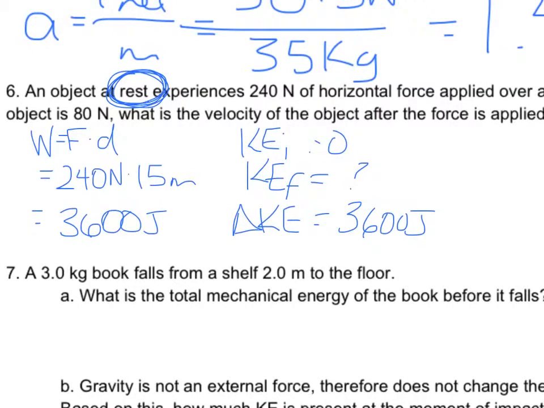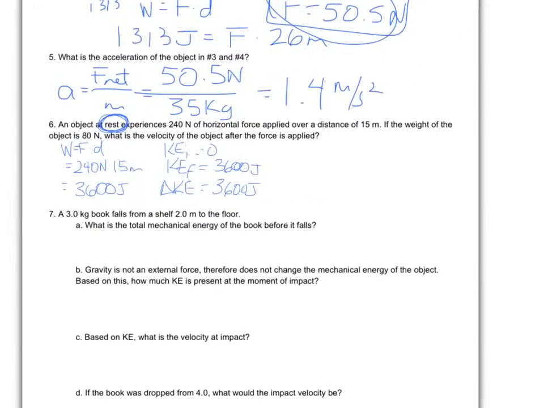So that means in order for this object to have experienced a change of 3,600 joules starting at 0, the final kinetic energy, KEf, has to equal 3,600 joules. That's going to be important for helping us find the velocity. Since that kinetic energy of 3,600 is equal to 1/2 of m times v squared, the only other thing we need to know to find velocity is the mass.